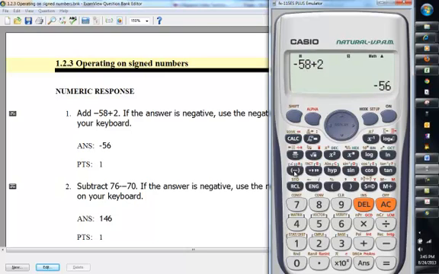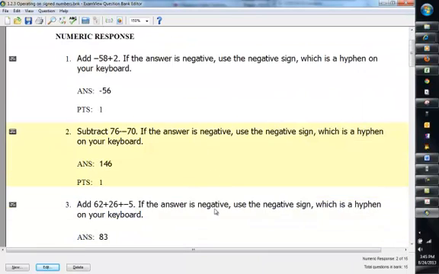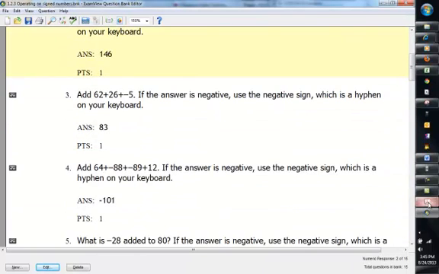Subtract. So we're going to take 76, subtract negative 70, and we're going to be at positive 146, because subtracting a negative is the same as adding a positive.